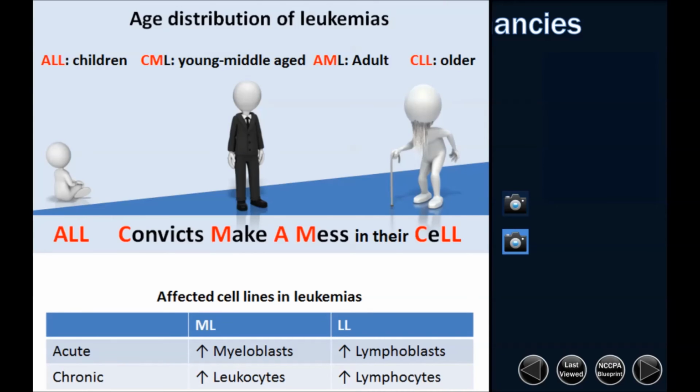Now remember also acute is a blast, because in acute leukemia, whether it's AML or ALL, you're going to have either myeloblasts in AML or lymphoblasts in ALL. And of course if it's CML, then you're going to have either leukocytes such as neutrophils, etc., or you're going to have lymphocytes themselves.